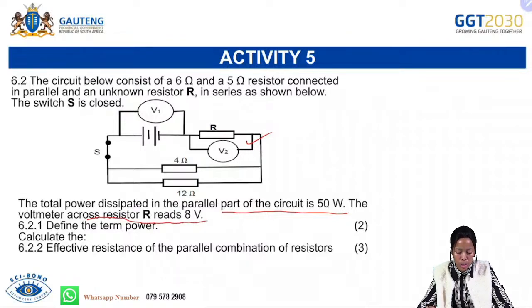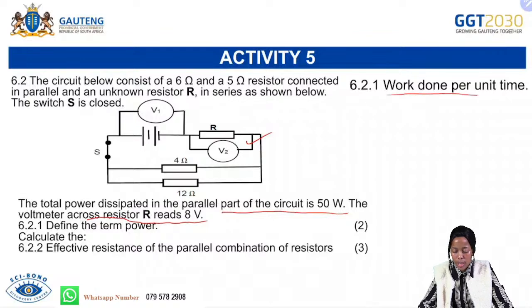6.2.1 says that we need to define the term power. Again, we are going to define according to the examination guideline. So it says it's the work done per unit time. Then 6.2.2, it says you need to calculate the effective resistance of the parallel combination of the resistors.